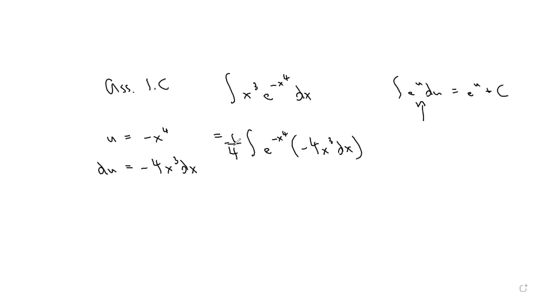Good, good. And now we can just directly integrate it. So the answer will just be, so the minus 1 over 4 will sit there, and then we'll just have e to the u. So that's going to be e to the minus x to the 4 plus your constant. And let's see, hopefully that's correct. Yep, good. So that one definitely wasn't too bad.